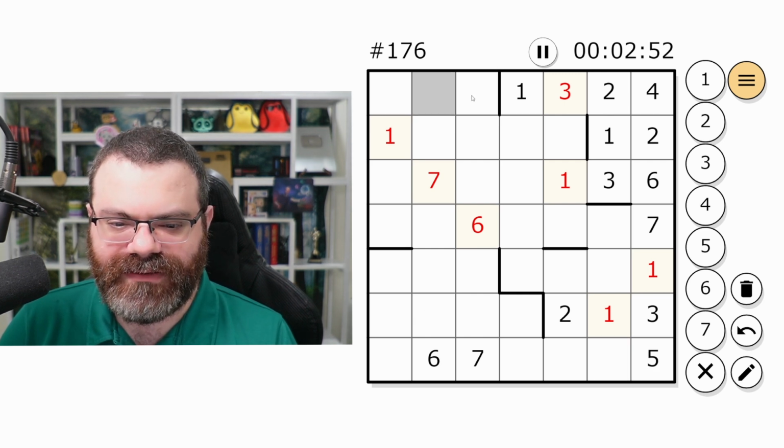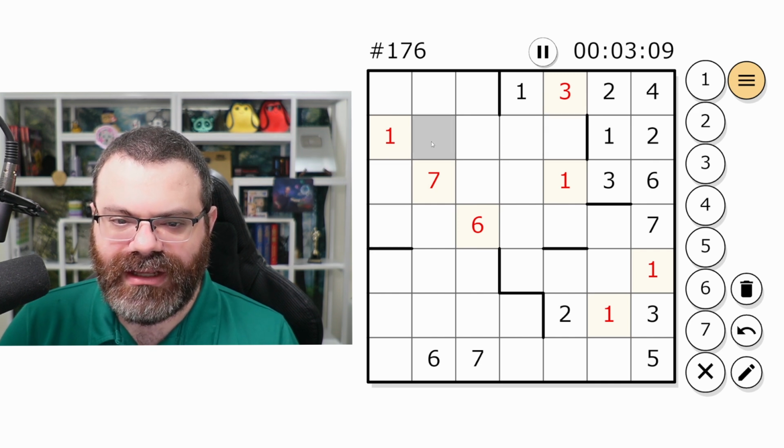This column needs a 5. This column needs a 5. This column needs a 5. In fact, this is 1, 2. Okay, that doesn't resolve though. So we need 1, 2, 3 more 5s. And they're going to come from this row and this row.